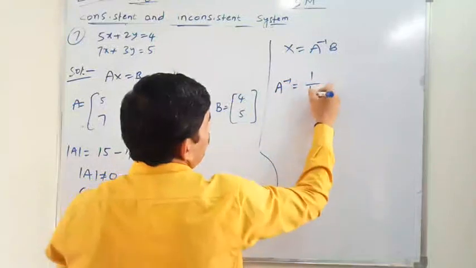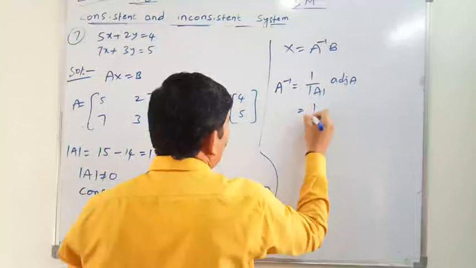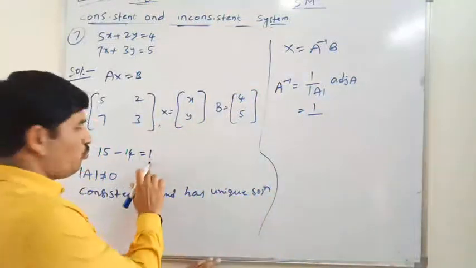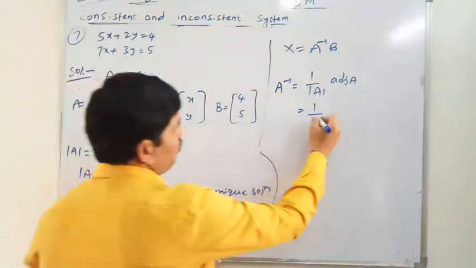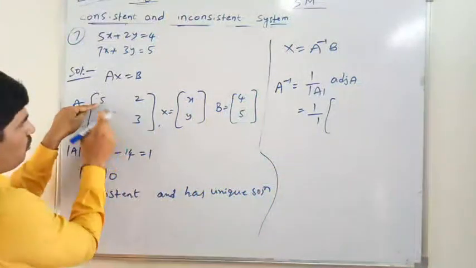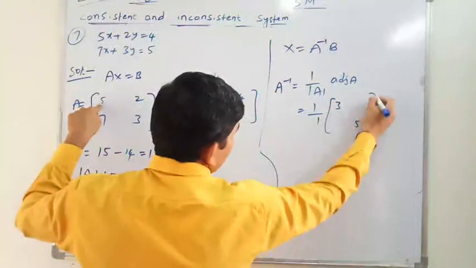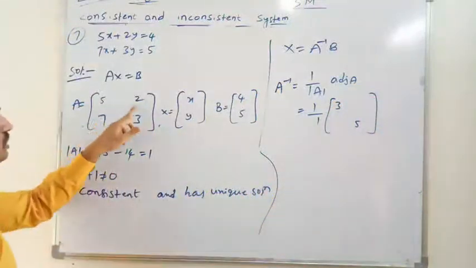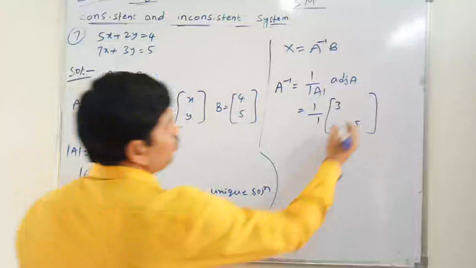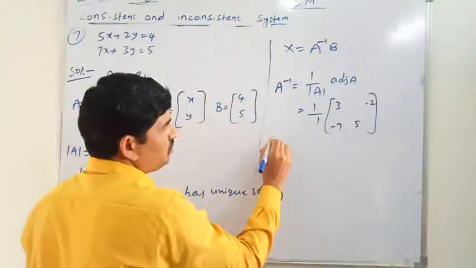A inverse is 1 by determinant of A into adjoint A. The determinant of A is 1, so 1 by 1 into adjoint A. We know how to write the adjoint. We interchange these two places, 5 and 3, meaning 3 and 5. That is one task completed. The second task is to change the sign for these two, meaning minus 2, minus 7. Now A inverse is completed.